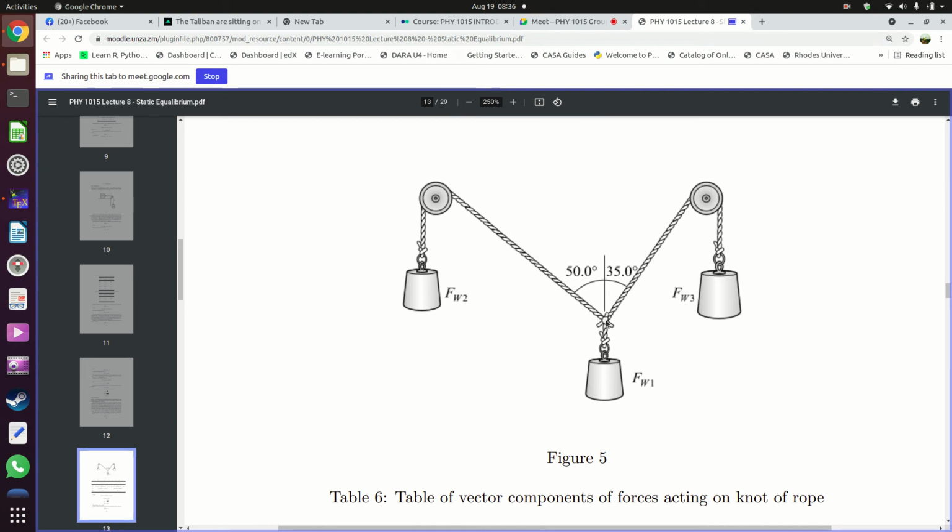Yes, sir. Okay. So the next thing you're going to do is draw an XY plane over this knot, so that this knot becomes the origin. Now what are you trying to do? You're trying to find out how much tension is in these ropes. How much tension is in the ropes? Are we clear?